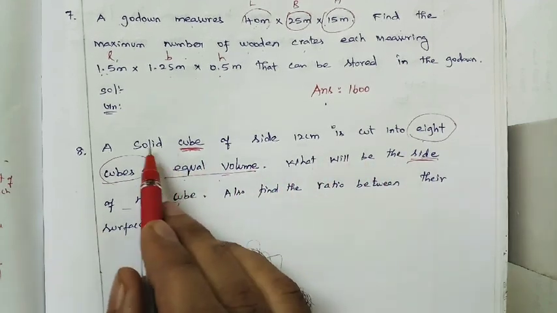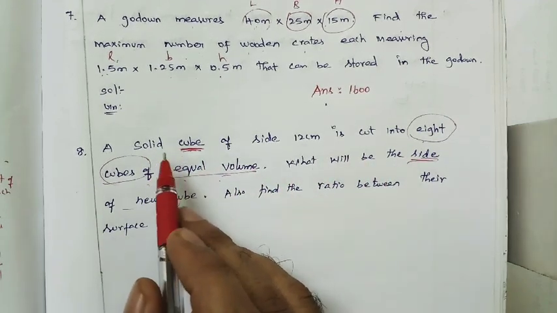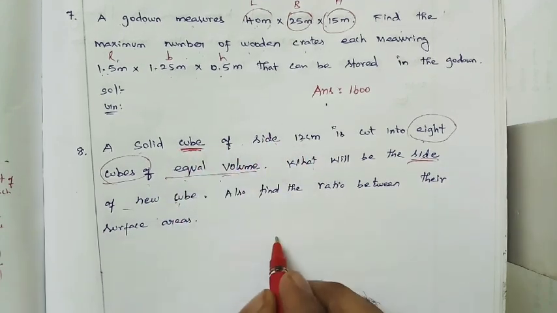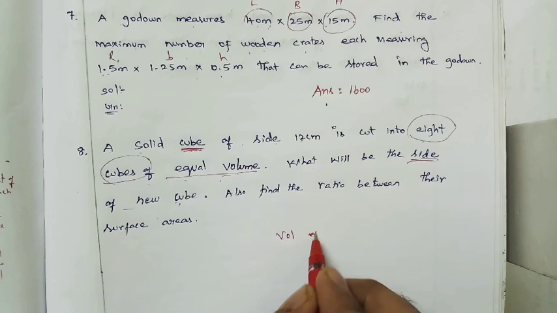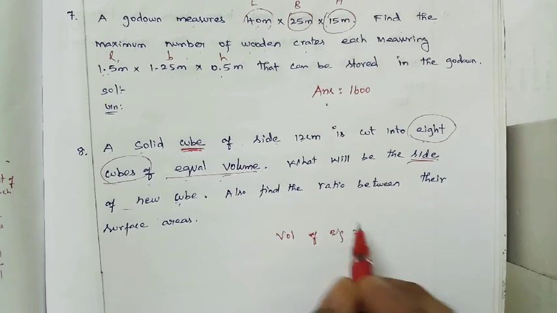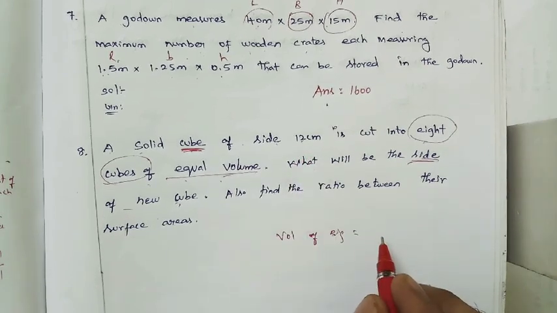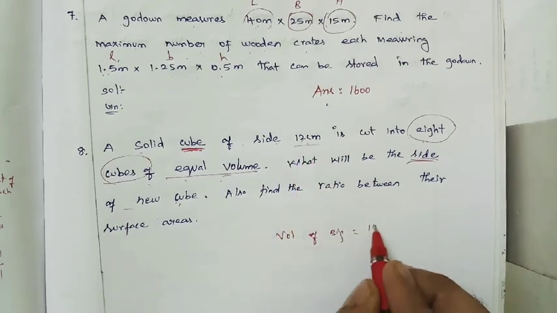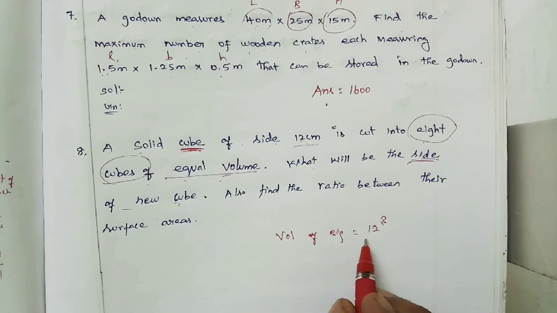Already we know that the side of a cube, a solid cube of side is nothing but 12 centimeter. So from that we can find the volume of big cube. What is the formula of volume of cube? A cube. So we know that a is 12 centimeter. So 12 cube. Volume of big cube we can find.